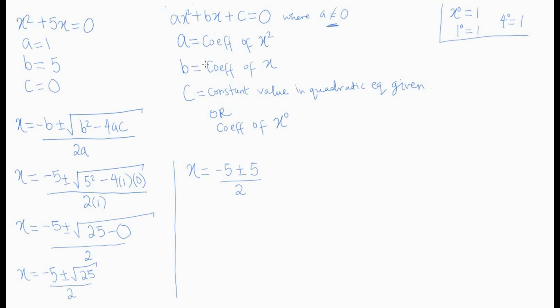If we're dealing with a linear equation, let's say 5x plus 2 equals 0, we should expect the value of x to be 1. We should expect that there's going to be a single value of x because it is a linear equation, meaning the highest power of x is 1.